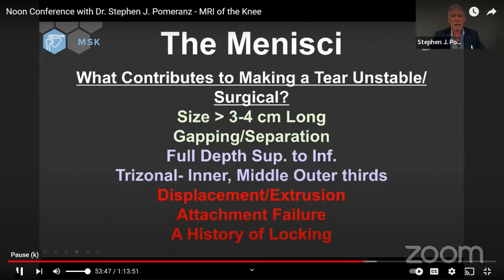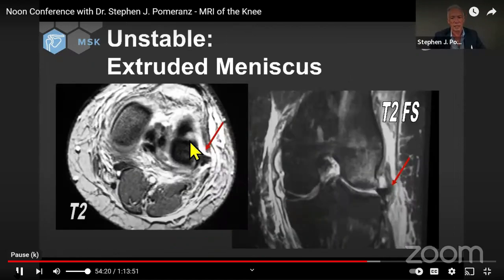So what contributes to making a meniscal tear unstable? Because most meniscal tears should really be left alone. Cleavage tears, leave them alone. Vertical tears in the red-red zone with a pivot shift, leave it alone. When do you start getting nervous about tears? When they're really long, over 4 centimeters. When there's gapping or separation, folding, displacement, or detachment, full depth, you know, superior to inferior. When it involves the inner third, the middle third, and the outer third. When there's migration, as in meniscocapsular separation, or the knee is locking from your meniscal pathology, and you can correlate the exam with the MR findings.